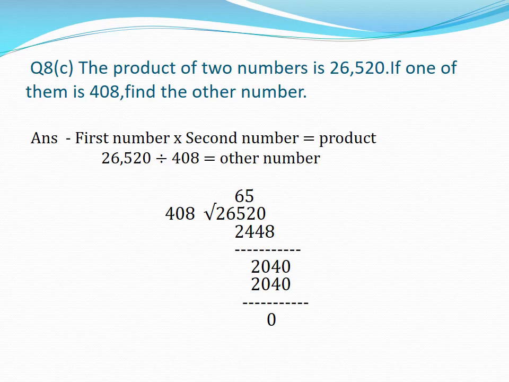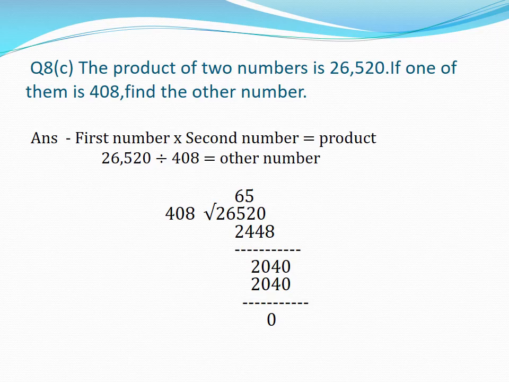Question number 8, C part. The product of two numbers is 26520. If one of them is 408, find the other number.